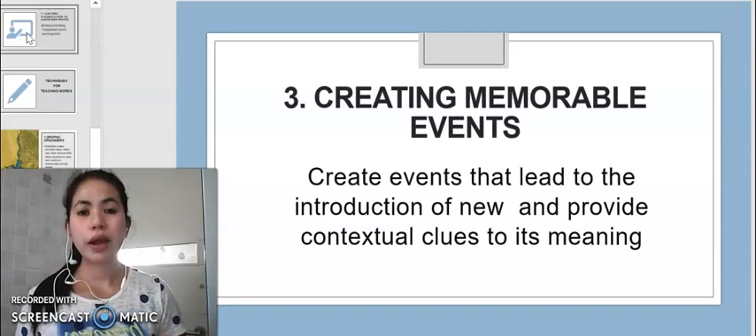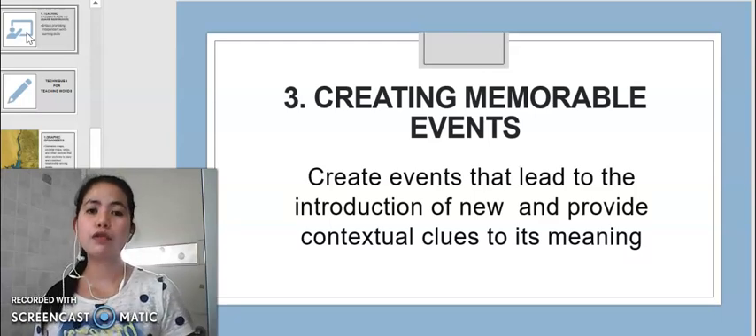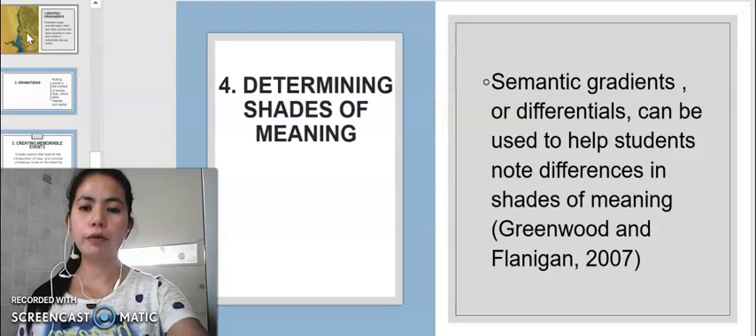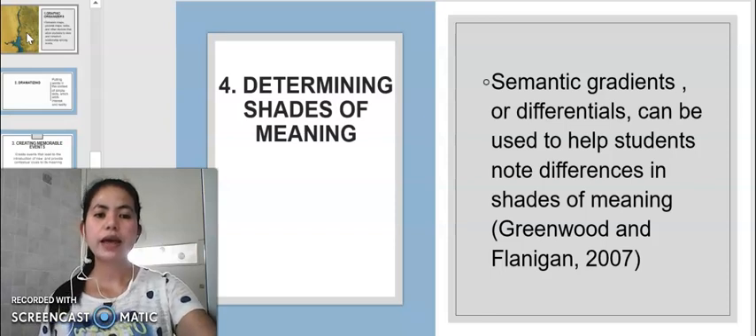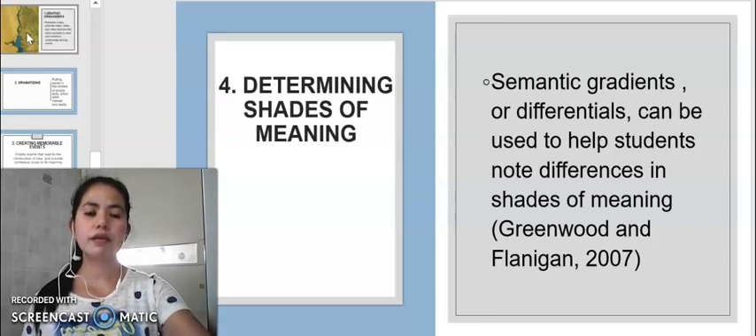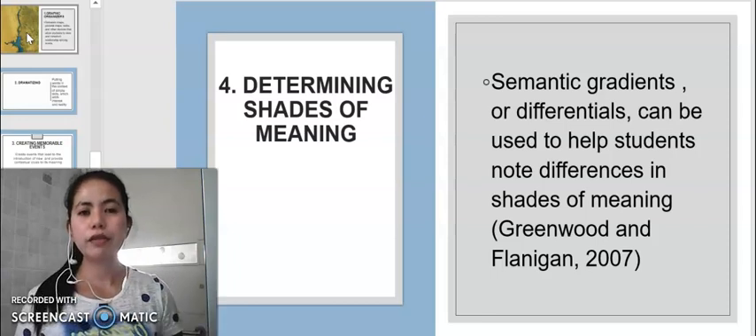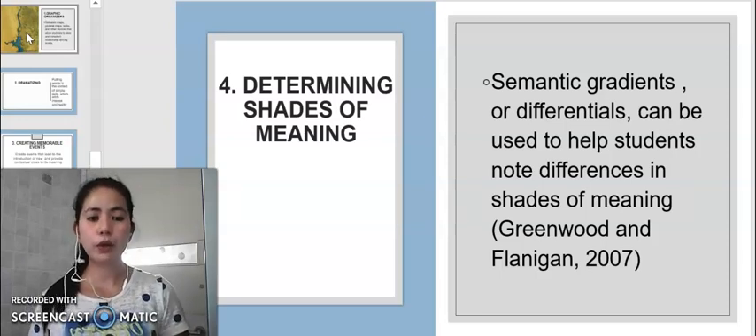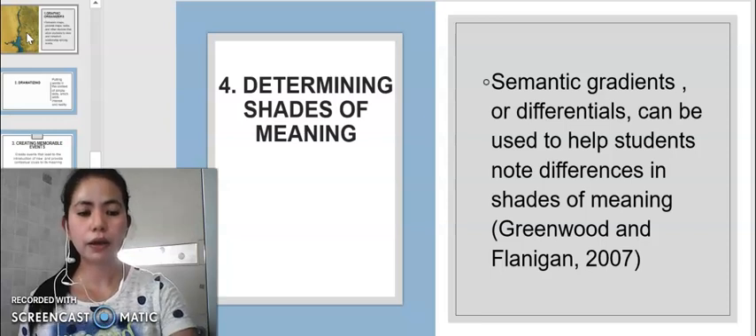So the teacher will first create a memorable event which is related to the topic before the teacher proceeds to the discussion. And number 4, determining shades of meaning. Semantic gradients or differentials can be used to help students note differences in shades of meaning. This is according to Greenwood and Flanigan in 2007. So shades of meaning distinguish the small, subtle differences between words, and this helps students to better express how they are feeling or what they are thinking.